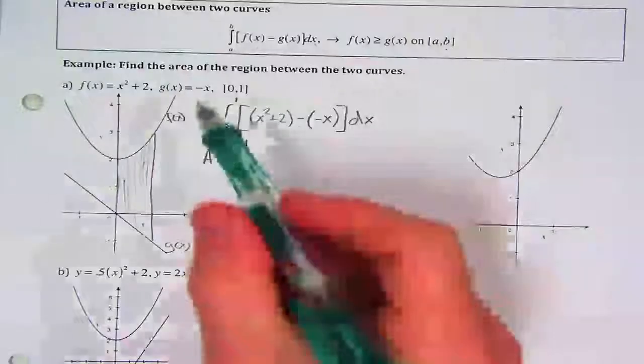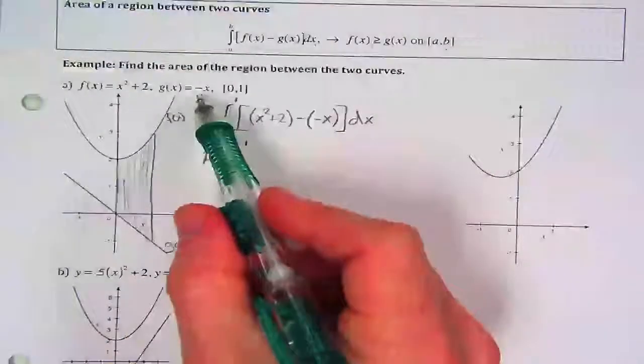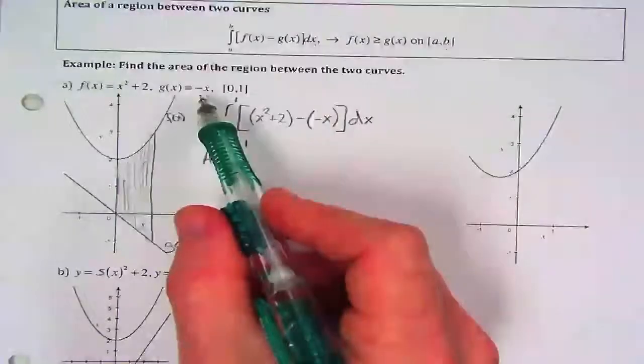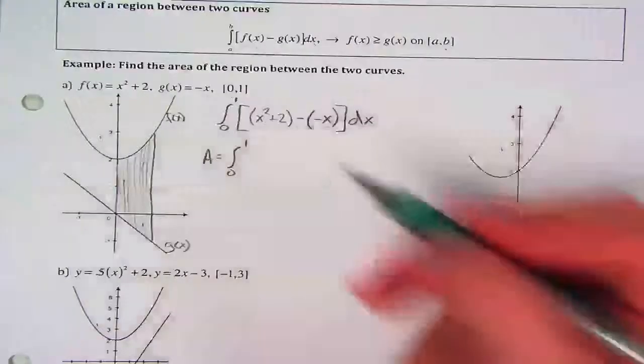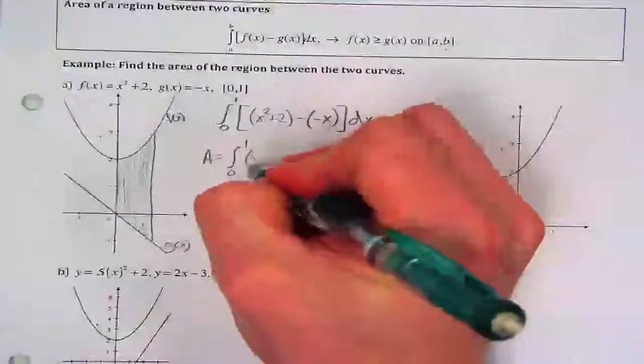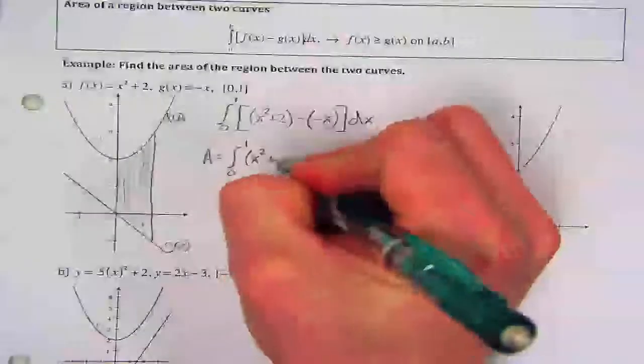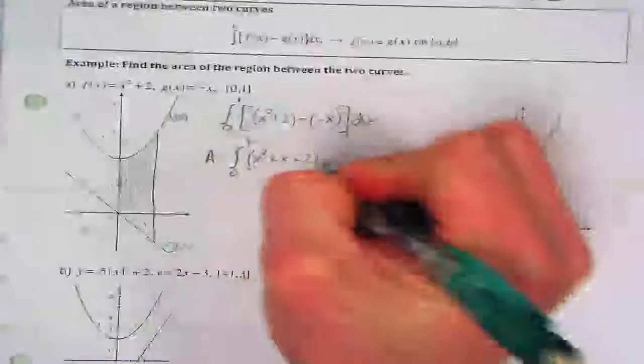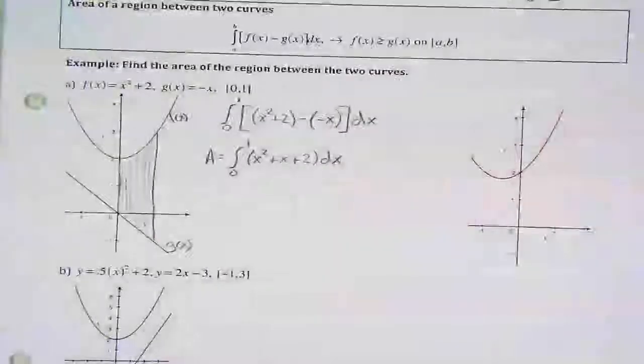Because as this becomes binomials, trinomials, you have to remember to change all the signs. So all in all, we're going to have x squared plus x plus 2 dx.